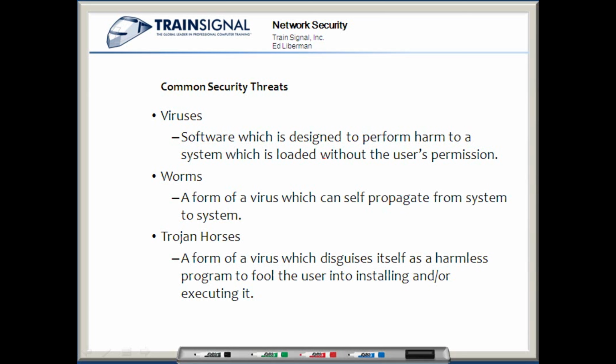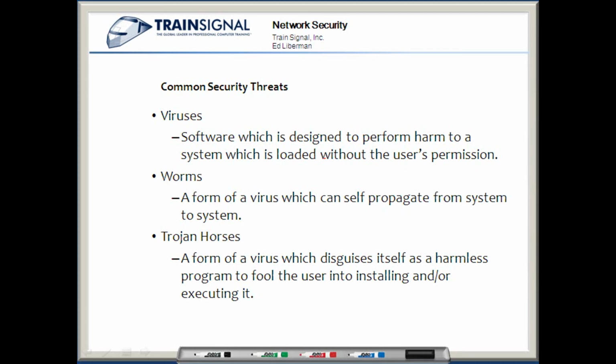Viruses are software which are designed to perform harm to a system, and they are loaded without the user's permission and in some cases without the user's knowledge. Okay, so the idea behind a virus is it's something that gets into the system and it's designed to cause harm to that system. So it's bad. They're programs basically, and they're bad. They're bad programs.